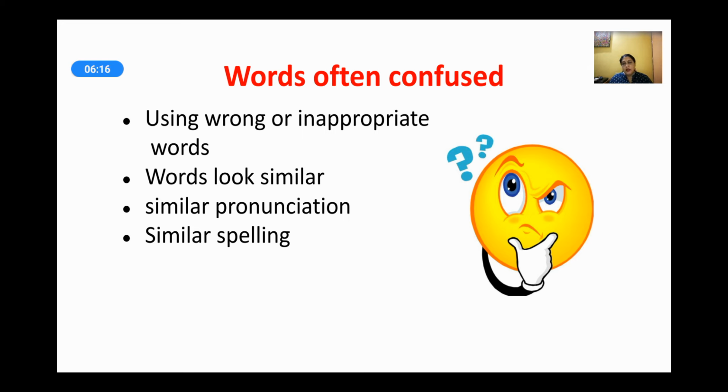Another reason could be words look similar. This I have observed with the students. Many a times there are words in English language which look quite similar, and that leads to distraction. There are also words which have similar pronunciation. In fact, both might look the same, and also the pronunciation might be similar. But then you will have to understand where to use which word, and also the similar spelling. So these are the reasons why words are often confused.